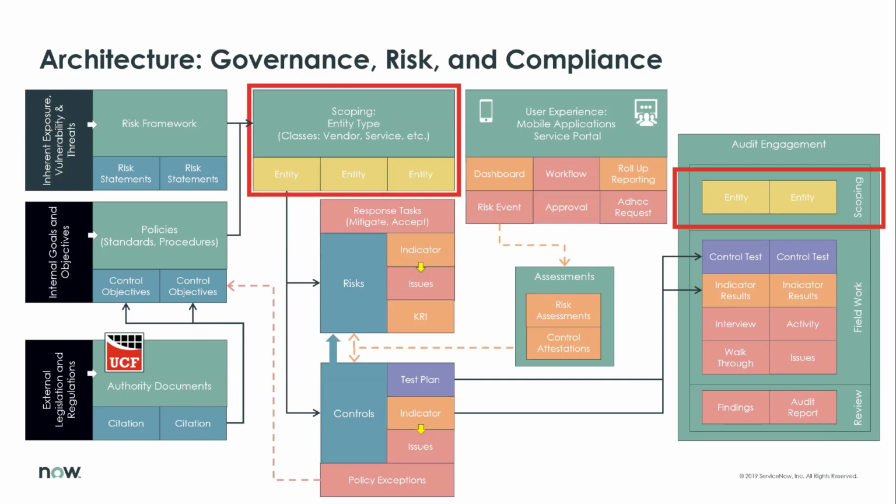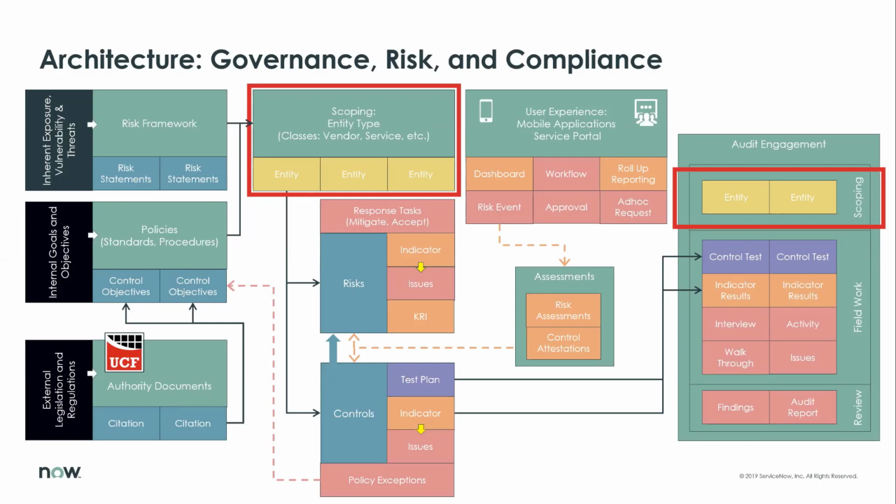The entities are core, standing between the risks and the policies and the actionable risk and controls assigned to individual owners. They're core to defining scope of an audit engagement. They are at the center of what makes ServiceNow GRC successful.